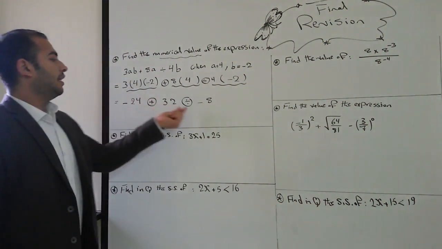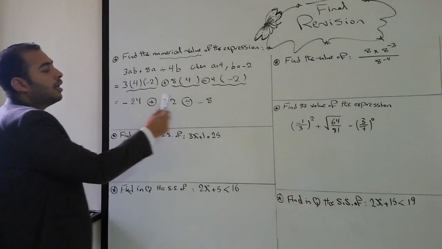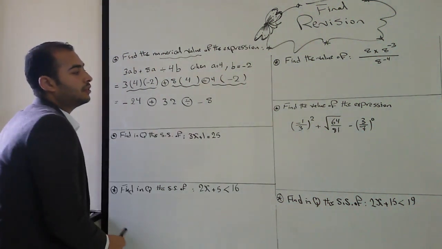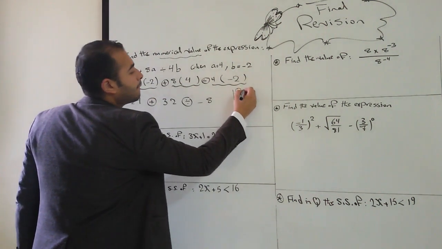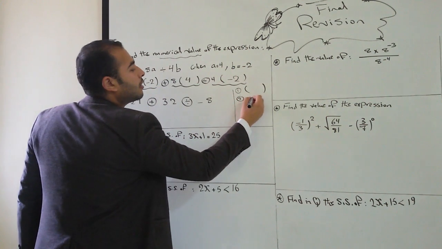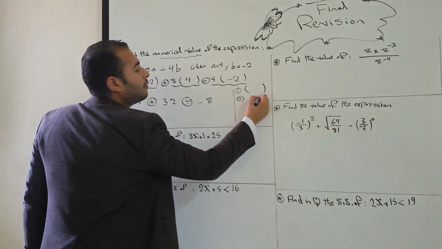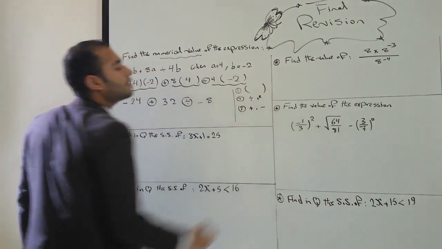Here I have plus and divide. Which do I make first, divide or addition? I will first make division. Do you remember order of operations? First, brackets, and then divide and times, and then plus or minus.